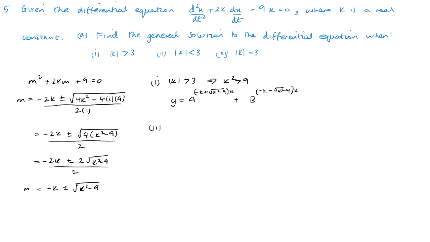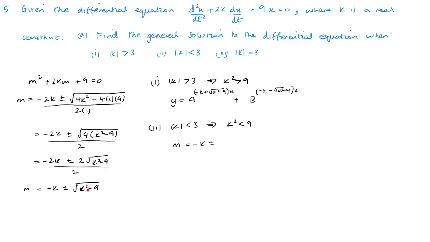Right, second scenario when k is less than 3. So when k is less than 3, then it transpires that k squared must be less than 9. Okay, which just means the b squared minus 4ac is going to be negative, isn't it? So in that scenario, my m is going to be minus k plus or minus, and this k squared minus 9 is going to be a negative value.